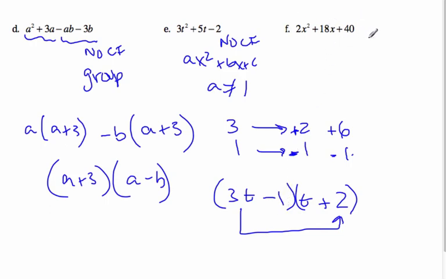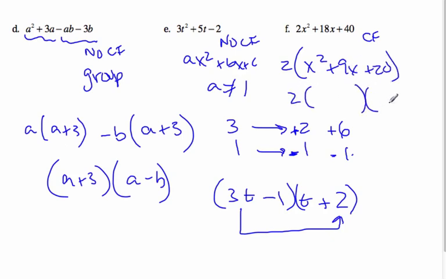All right, last one. Common factor? 2. Yay, there is a common factor, so it's 2 parenthesis x squared plus 9x plus 20. Multiply to 20 and add up to 9. 4 and 5. Nicely done. Okay, good luck.